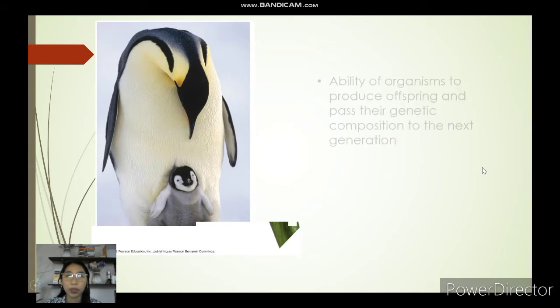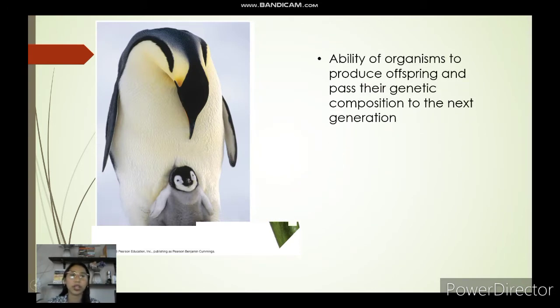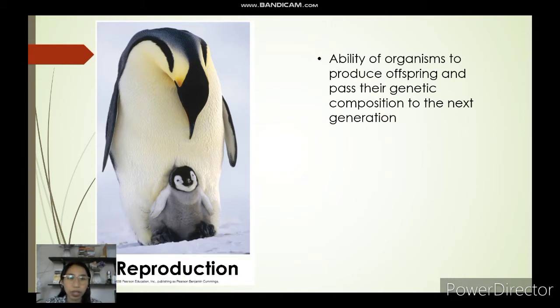Next is reproduction. Reproduction is the ability of organisms to produce offspring and pass their genetic composition to the next generation. Of course, once we have reproduction, organisms can make other organisms from their genetic material. So that is reproduction.